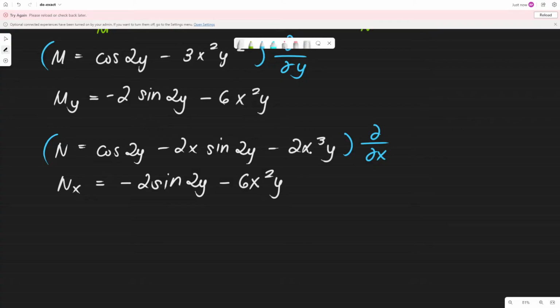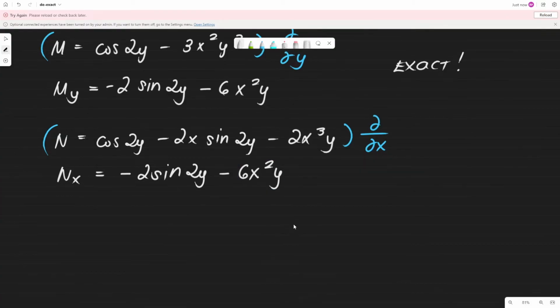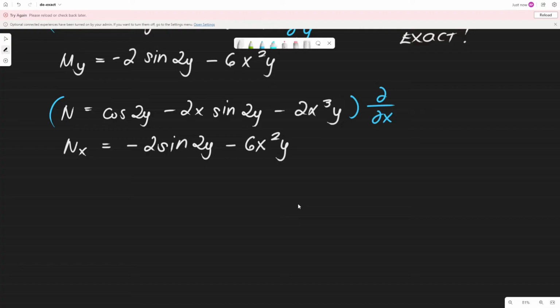So chain rule, x cubed will become 3x squared. So 3x squared times 2y will give us 6x squared y. Are they equal? Yes, they are equal. So this one is exact. So exact, put that in your solution: exact.